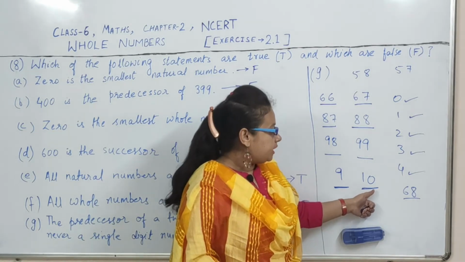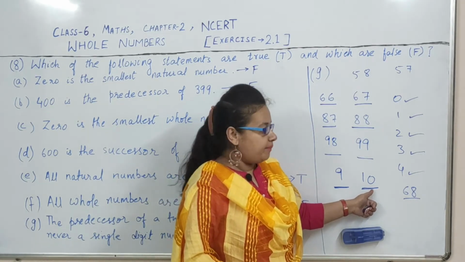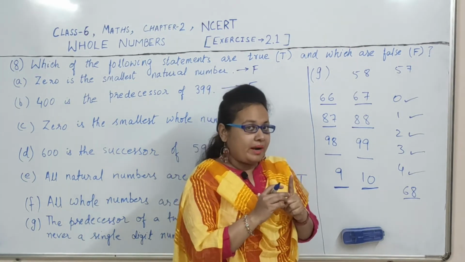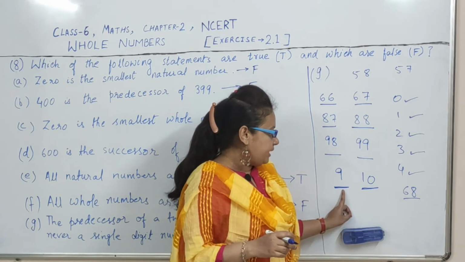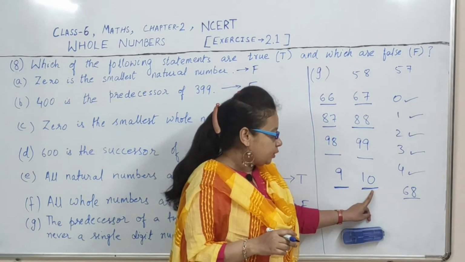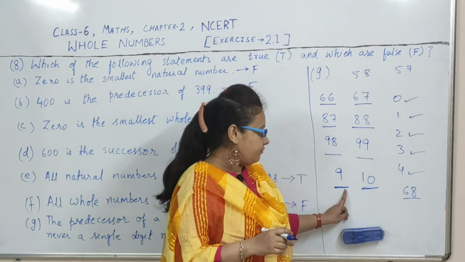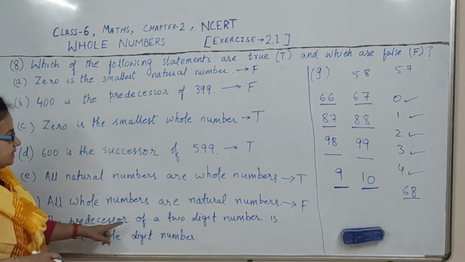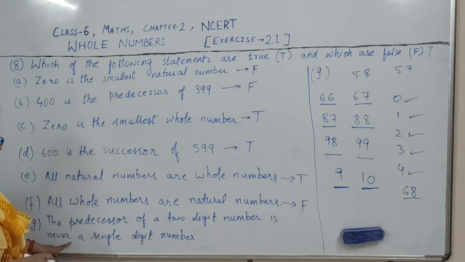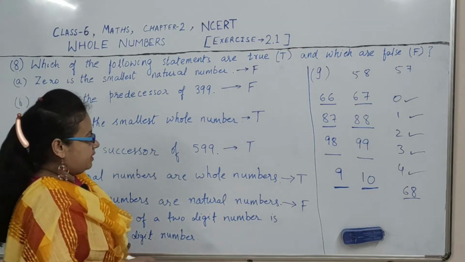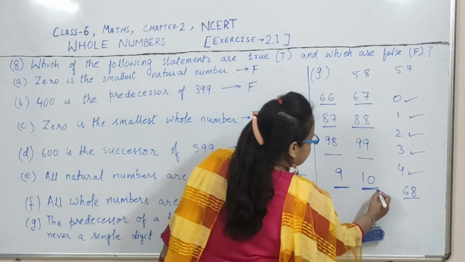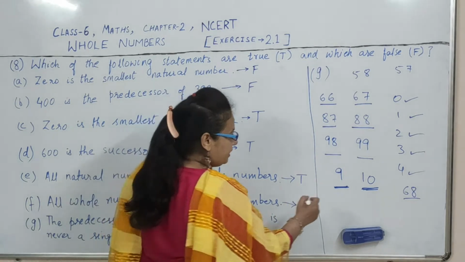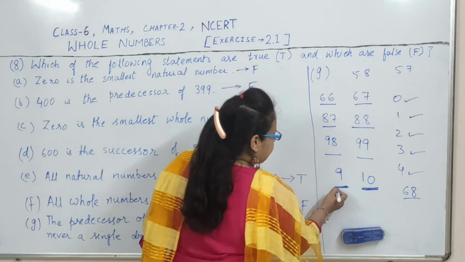It means what? A two-digit number has a predecessor which is a single-digit number. Single-digit number means one-digit number. This number has only one digit. This number has two digits. But a two-digit number has a predecessor of single-digit. Okay, so what is that in this question? The predecessor of a two-digit number is never a single-digit number. But here we are seeing that the predecessor of a two-digit number is a single-digit number.